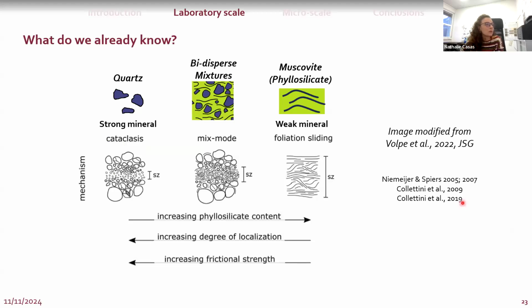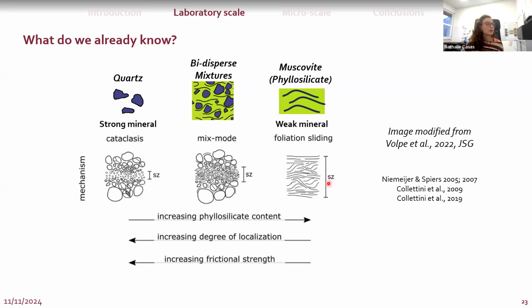What do we already know from this type of mixtures? There were many studies that already studied this type of mixture from a mechanical point of view. And here is the picture of recent work of Giuseppe Volpe from 2022. Indeed, we know that by increasing the weak mineral or muscovite content, we go from localized deformation towards more distributed deformation. And we also have a decrease in frictional strength.